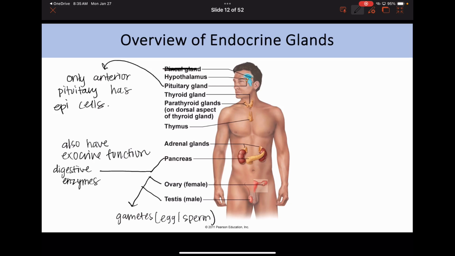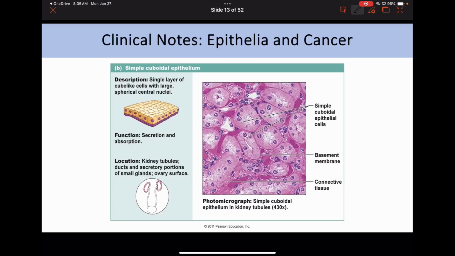Okay, anybody else at any time? Okay. So we'll talk a little bit about epithelial tissue and cancer. What are some general functions of epithelial tissue? Secretion is one big one. Absorption is another one.